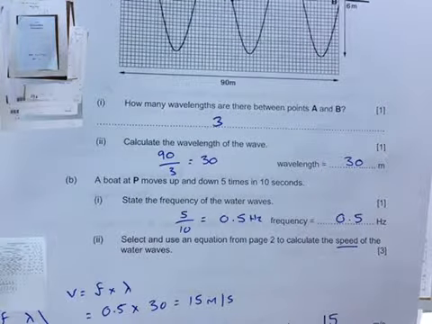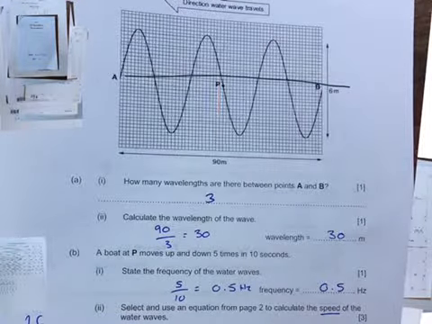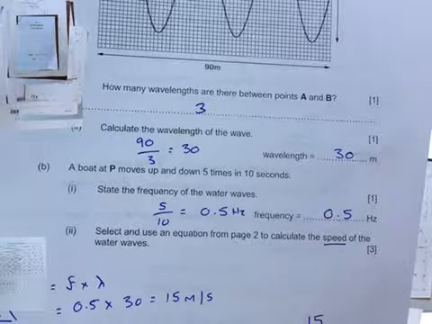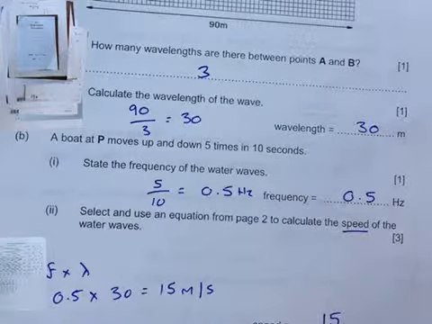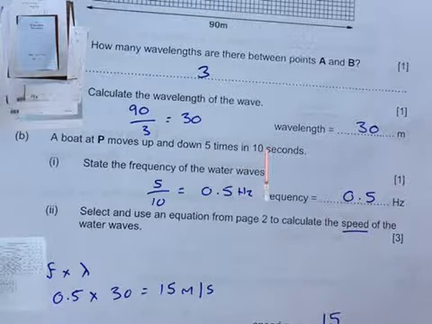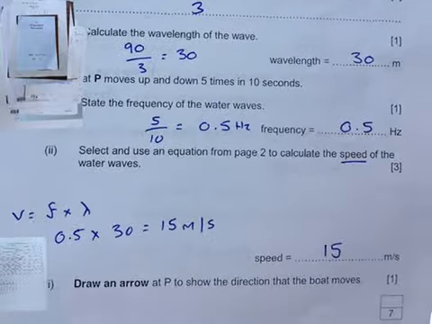A boat at P, so there's P, moves up and down 5 times in 10 seconds. So how many times is it going to move in 1 second? Again, it's a frequency problem. So if it's moving 5 times in 10 seconds, then it's going to move 0.5 in 1 second. So 5 divided by 10 there.